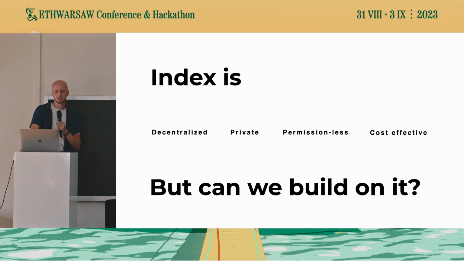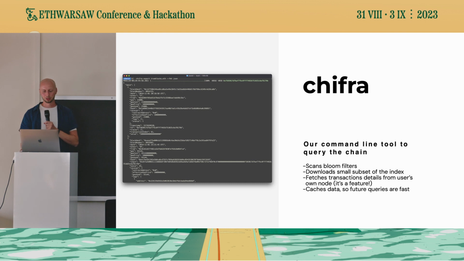But the big question is, can we build on it? And of course we can, because otherwise I wouldn't be here, right? So please meet Shifra. Shifra is our command line tool to query the chain. Unchained Index is the foundation for Shifra. Shifra as a tool has many features, but one important feature is an ability to give you all transactions of a particular account. And here's how it works.